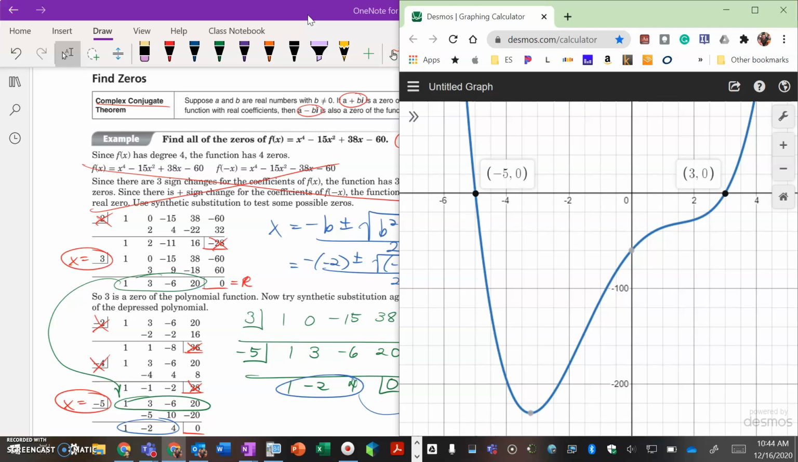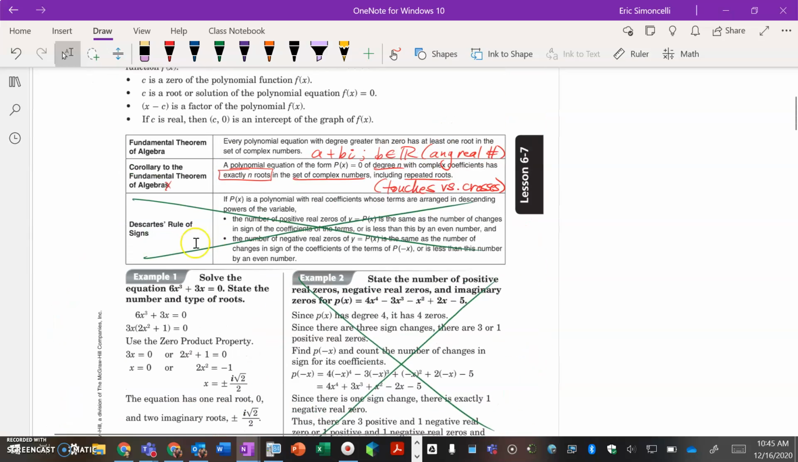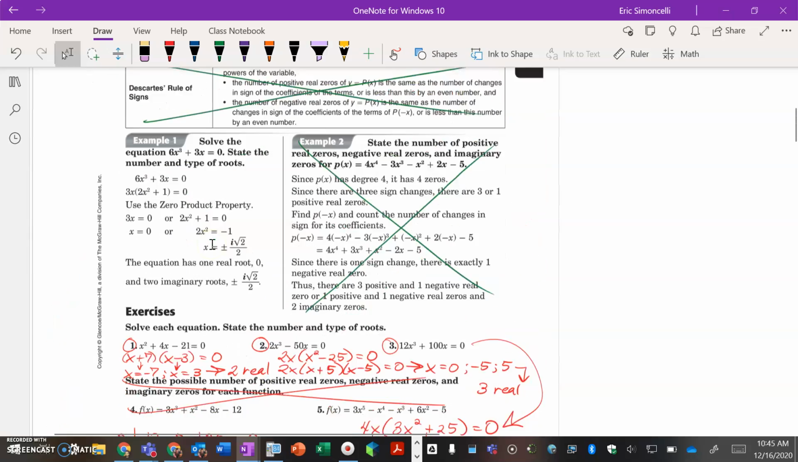So we're going to do synthetic division / substitution with just those two, -5 and 3, and see where that takes us. You could also test using other values. It turns out I wouldn't waste my time with those other values. It actually speaks to the Descartes rule of signs that we are not going to learn here.